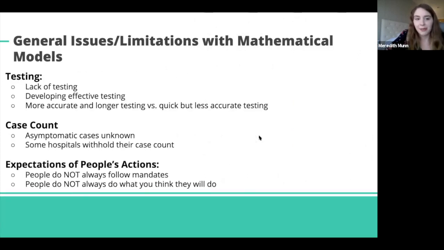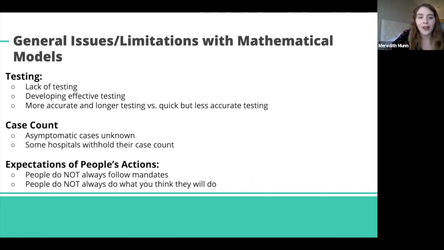Overall, the general issues and limitations of mathematical models as a whole did not have as much to do with the models themselves. The major issue was that there was a lack of accurate data since there was a lack of testing. The case count was difficult to measure, and people didn't follow our expectations for their behavior. The first problem was that there was a lack of testing.